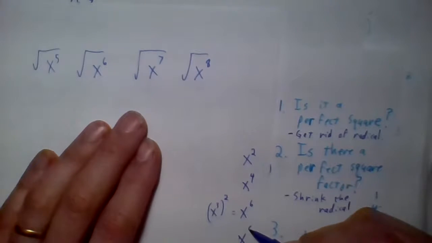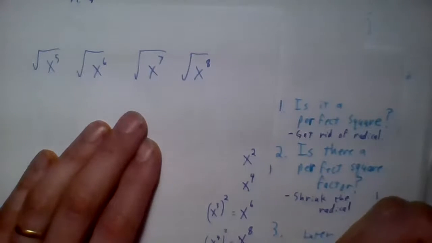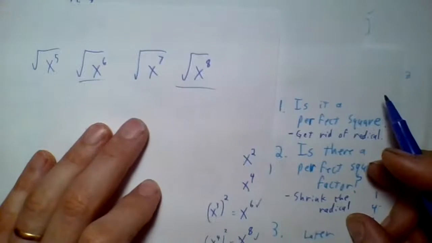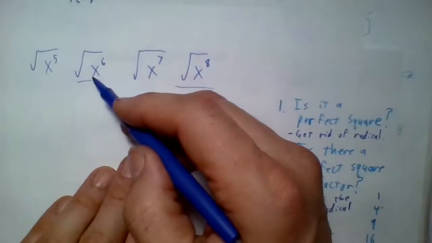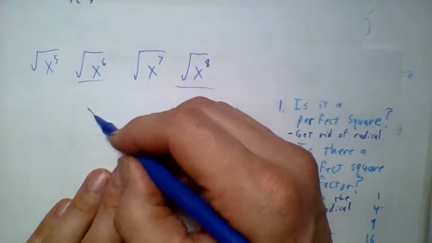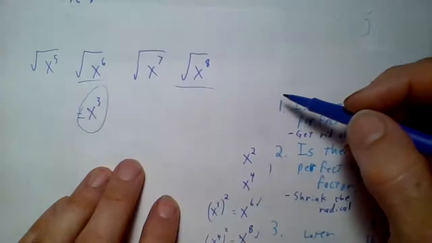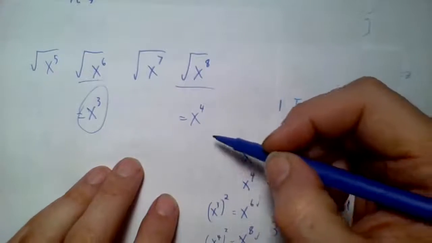So any even number over here can be written as something to the second power. So all of those are perfect squares right now, including these two. They're both perfect squares, and all I have to do to get rid of the radical is divide by 2. 6 divided by 2 is 3. That's the simplified form of that one. Square root of x to the 8th is just x to the 4th.